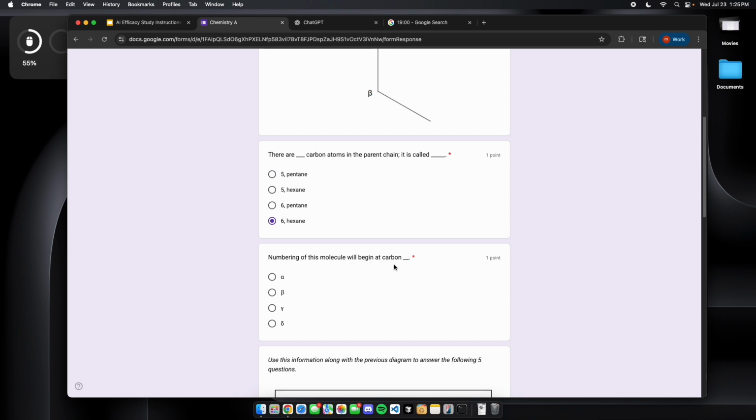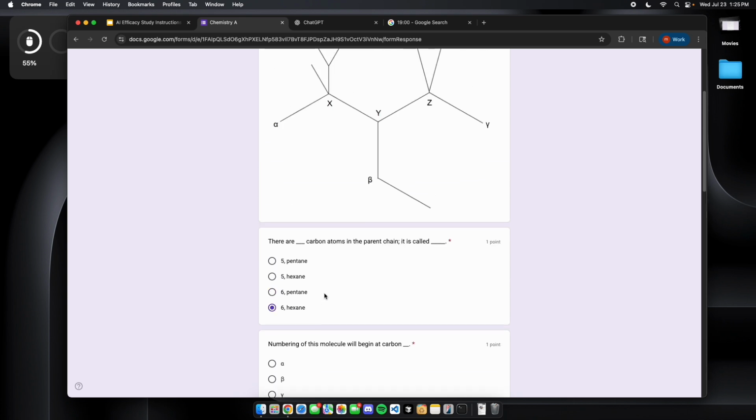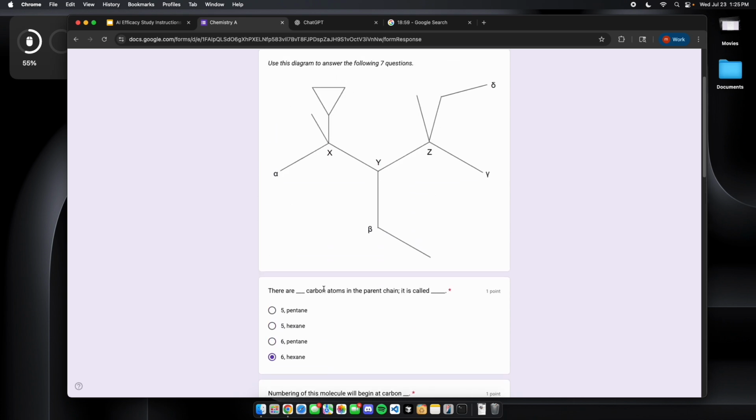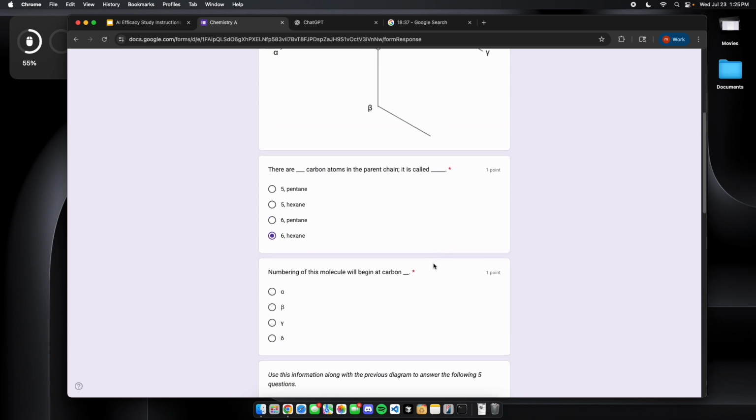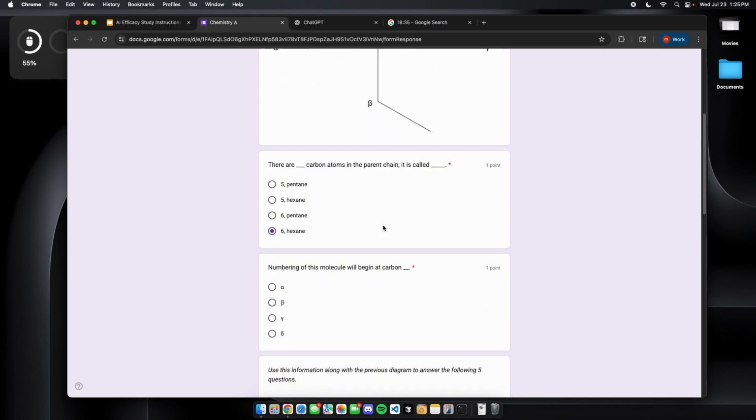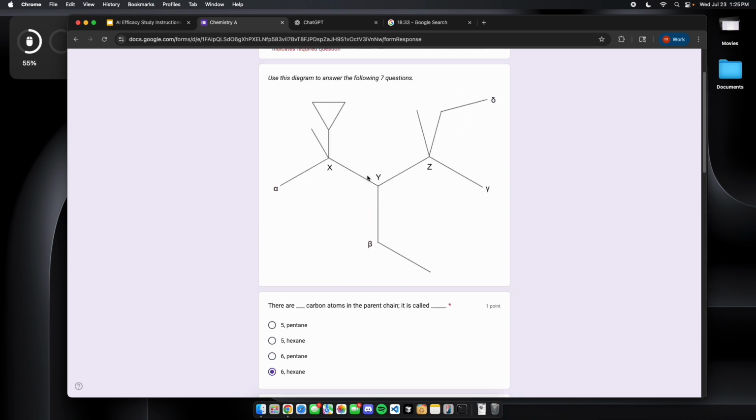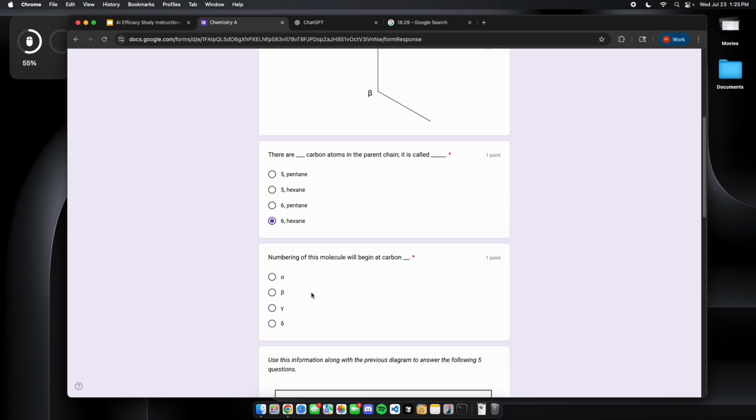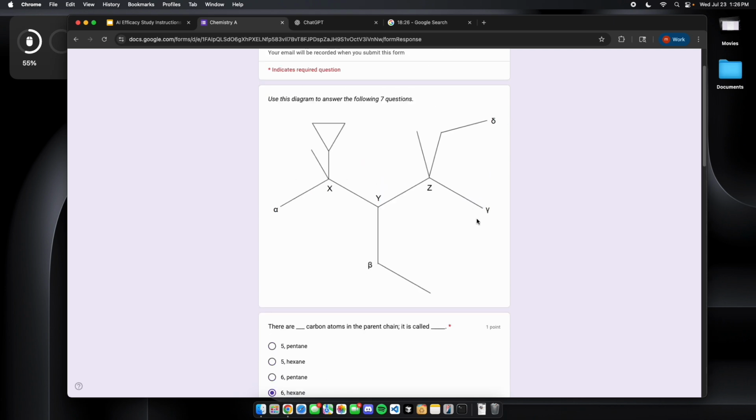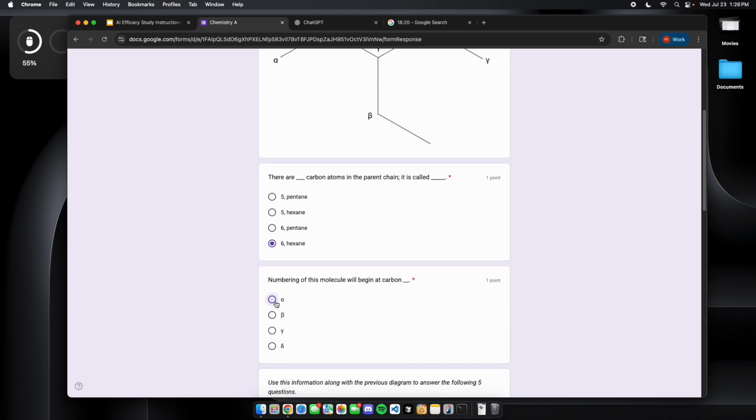Numbering of this molecule will begin at carbon blank. Again, I don't know where to start, but I'm going to assume that it's probably Y, or, well, we don't have the option to start at Y. I'll go with A.